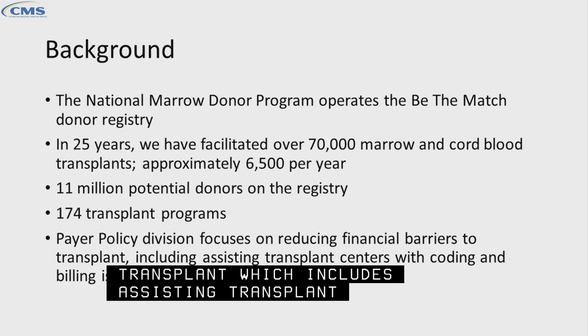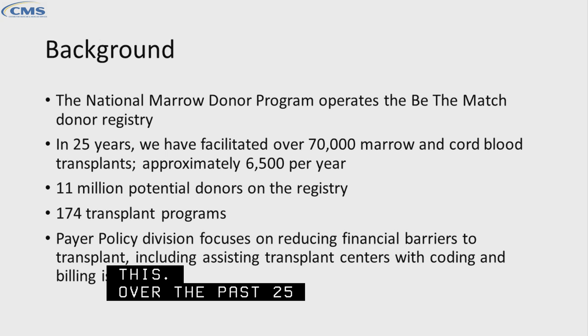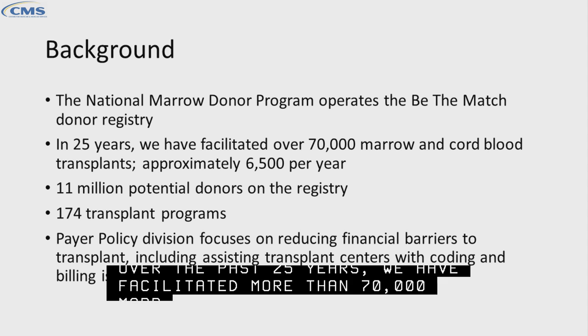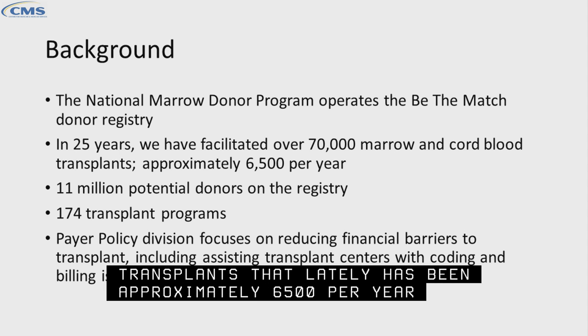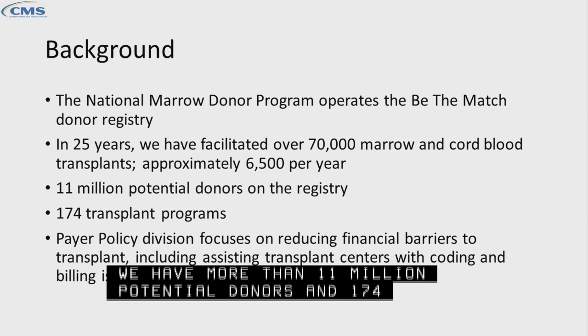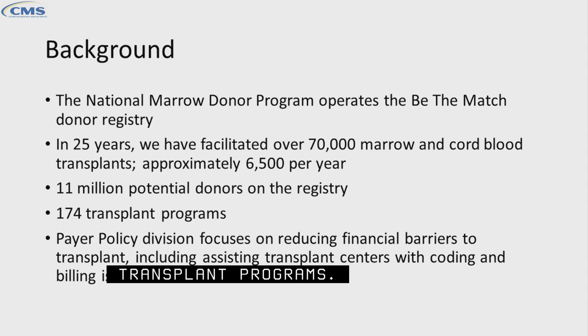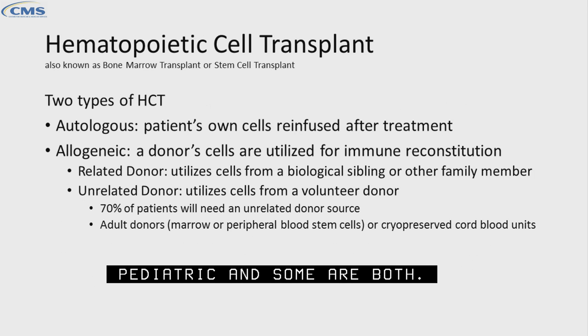So over the past 25 years, we've facilitated more than 70,000 marrow and cord blood transplants, which lately has been approximately 6,500 per year. We have more than 11 million potential donors on the registry and 174 transplant programs. Some of those are adult only, some are pediatric, and some are both across the country. So if you wouldn't mind going to the next slide, Pat, that would be great.